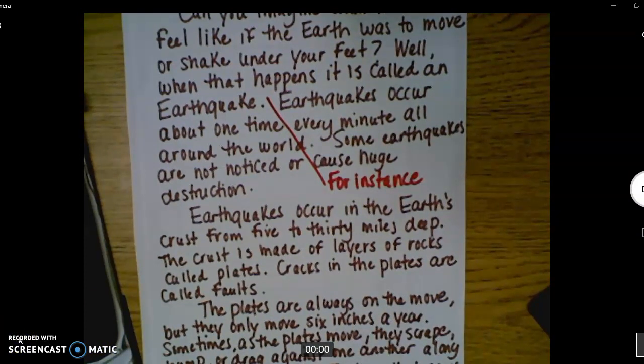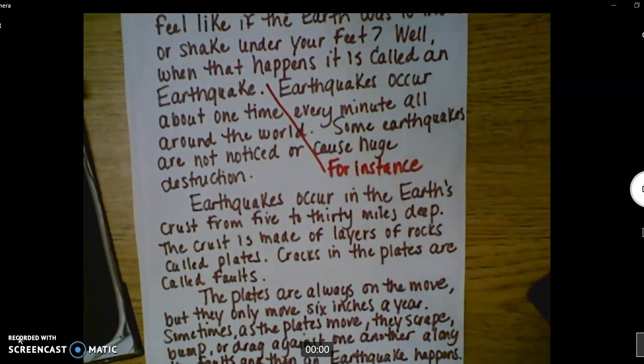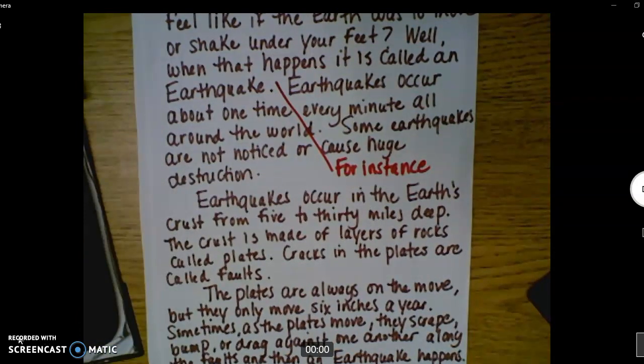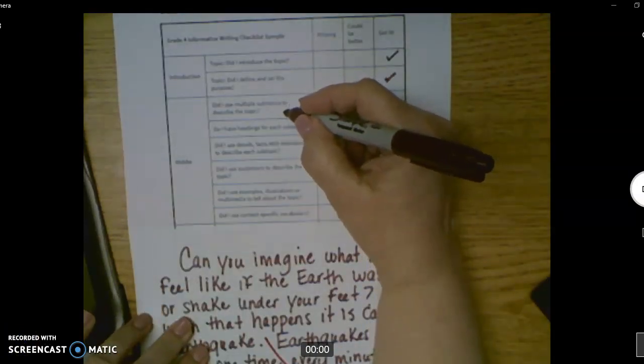Earthquakes occur in the Earth's crust from 5 to 30 miles deep. The crust is made of layers of rocks called plates. Cracks in the plates are called faults. The plates are always on the move, but they only move 6 inches a year. Sometimes, as the plates move, they scrape, bump, or drag against one another along the faults, and then an earthquake happens.